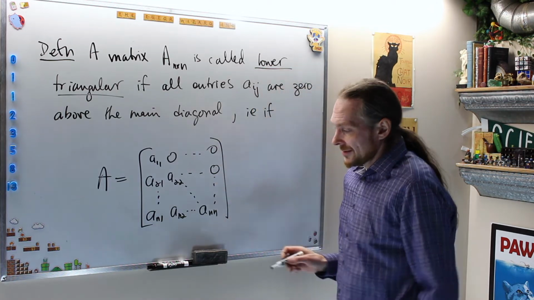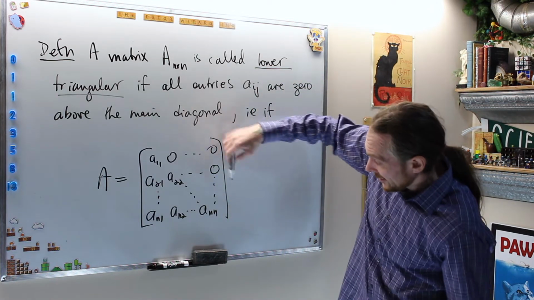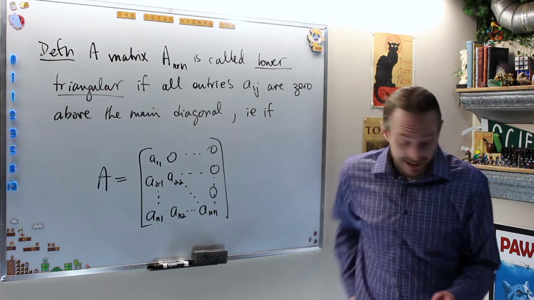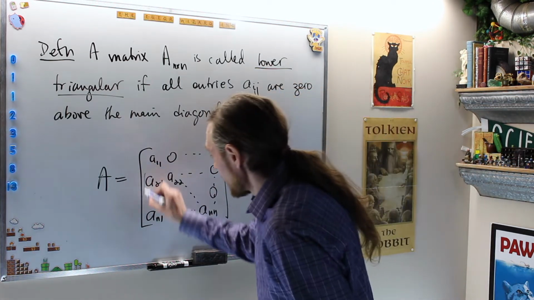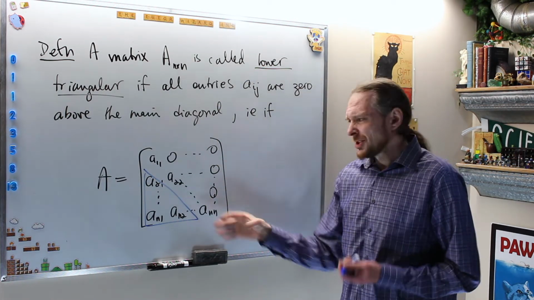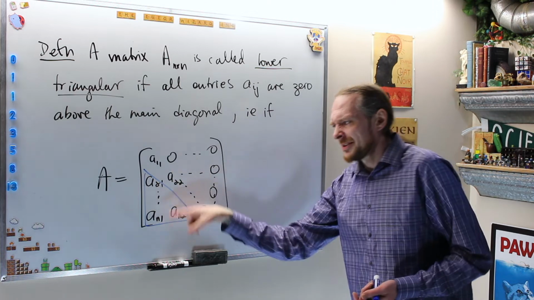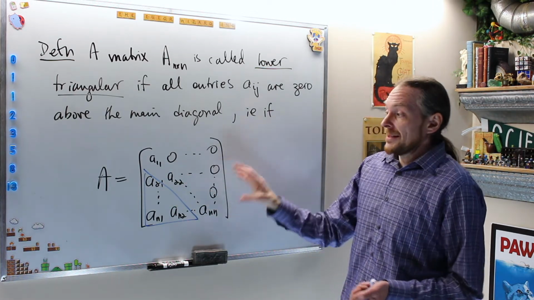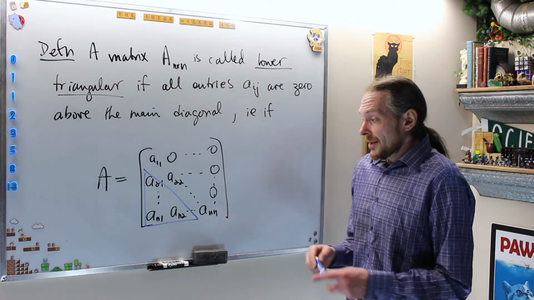So we get zeros above the main diagonal. There's zeros everywhere. And so what we're saying with that is, this is why we call it lower triangular, because now we have a triangle of information. All the information in this matrix is essentially in the lower triangle, as we have zeros above.